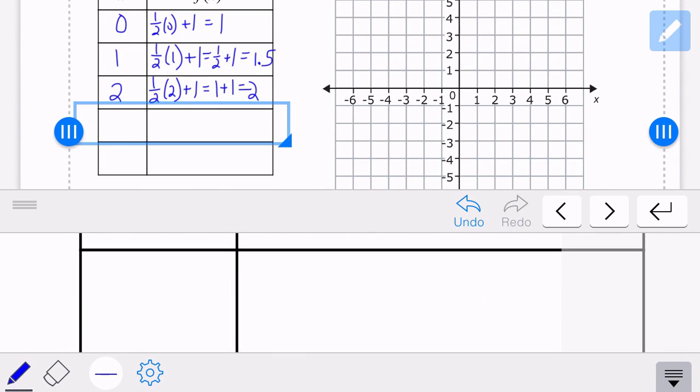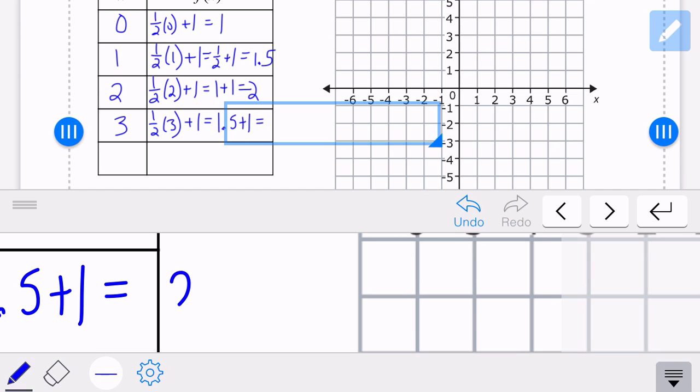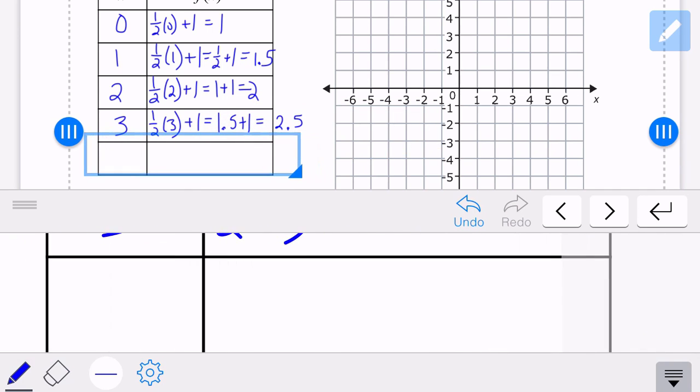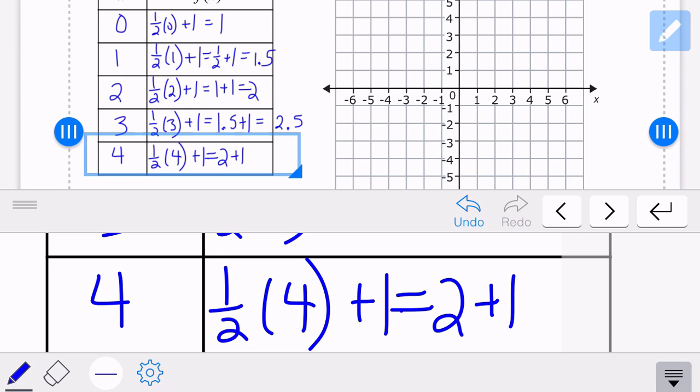If I plug in 3, I have 1/2 times 3 plus 1. You can use your fractions with this. I'm just going to go ahead and do decimals, but 1/2 of 3 would be 1.5, and then plus 1, so I would have a total of 2.5 as my output. And then if I plug in 4 and do half of 4, whoops. There we go. And then plus 1, that would give me 2 plus 1, which would be 3.